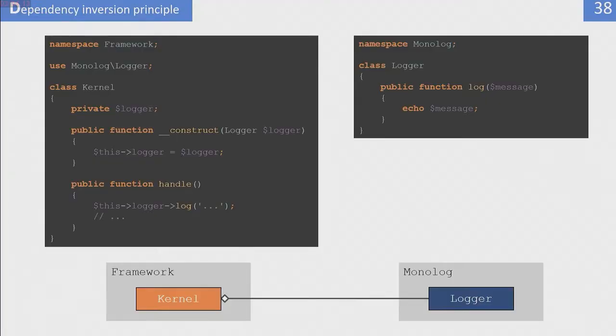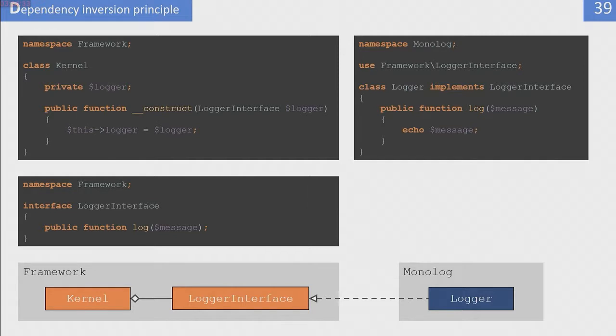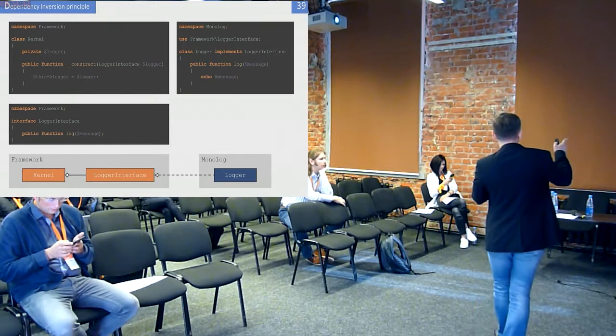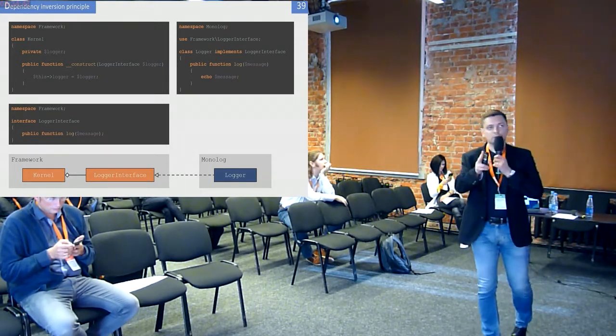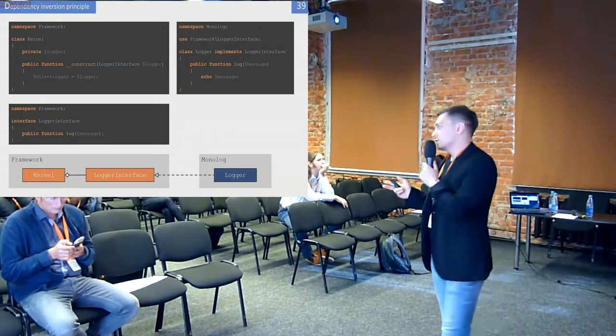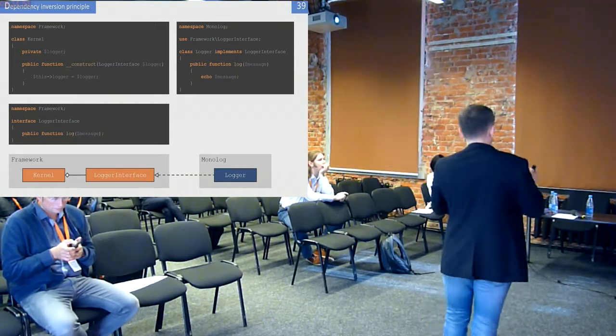So imagine we have a high-level module, kernel, in the framework package, and it uses a logger from the Monolog package to log arbitrary messages. In this case, the kernel is coupled with a concrete implementation of a logger, Monolog. It is simple to reverse this dependency by forcing the logger of the Monolog package to implement a logger interface in the framework package. But this can be done if you are the developer of both these packages. If you are not, there is still a possibility to use the bridge pattern.